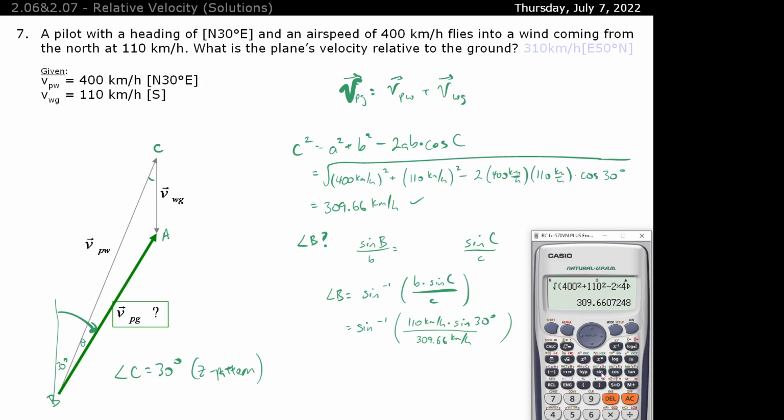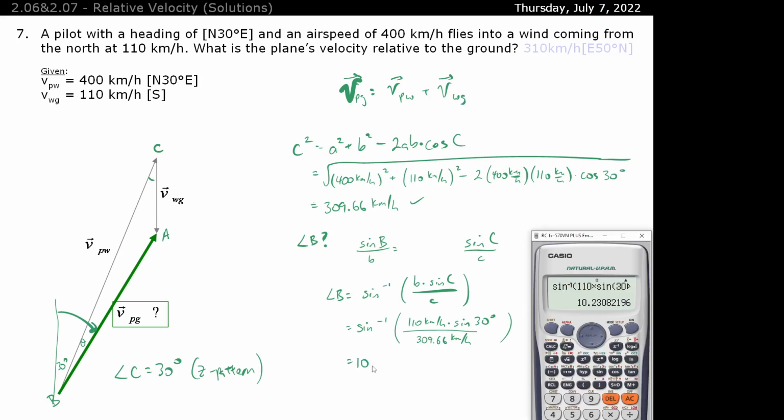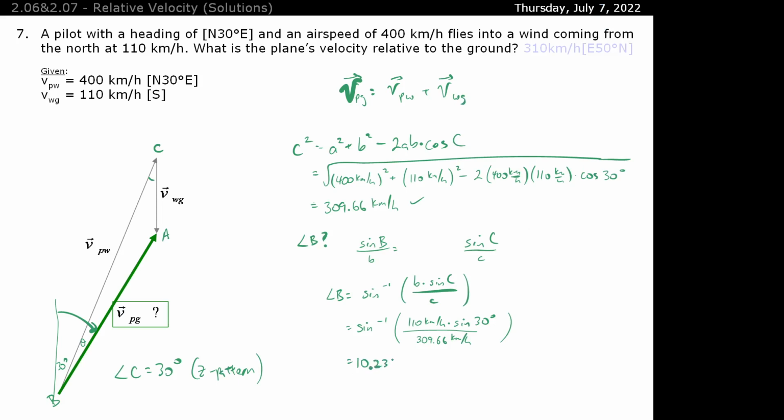Calculator time, so shift sine of 110 times the sine of 30. Watch out, this one has already open bracketed for you for the sine, so close bracket that one. Divided by 309.66, close bracket, equals 10 degrees. Was it 10.23? Yeah, 10.23 degrees, just in case we need it. Remember that this 10.23 is just for that little angle up there.